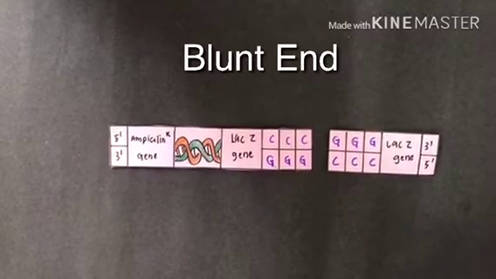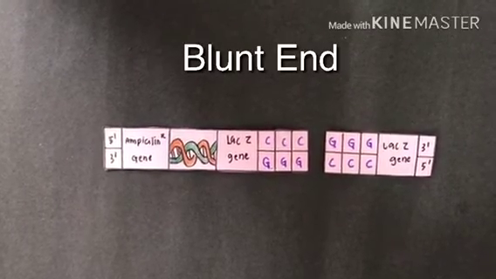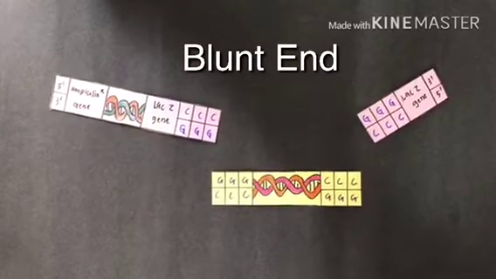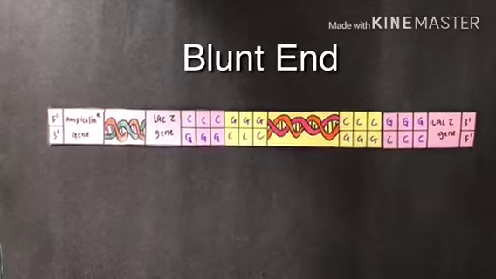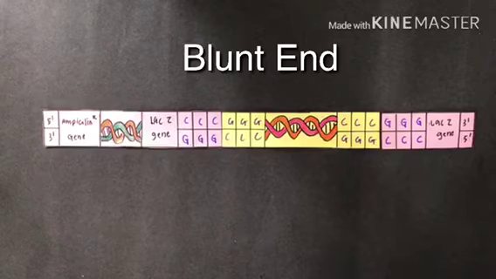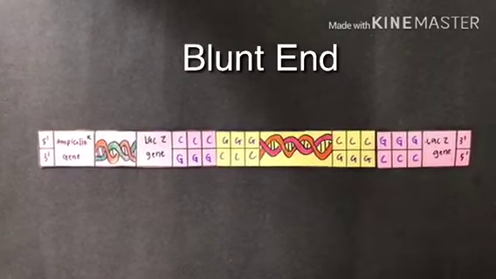A fragment from a different DNA molecule is cut by the same restriction enzyme. So the fragment from a different DNA molecule will come and attach to the gene of interest. So the DNA ligase seals the strand and one possible combination occurs. So the blunt end cut is happening.